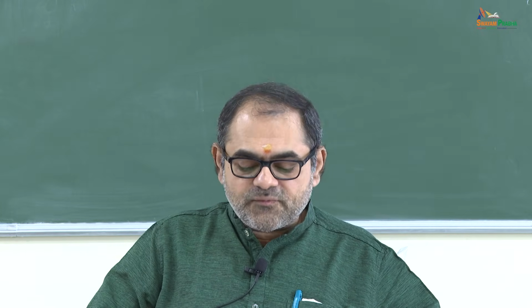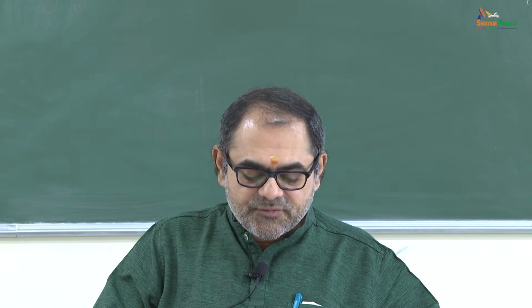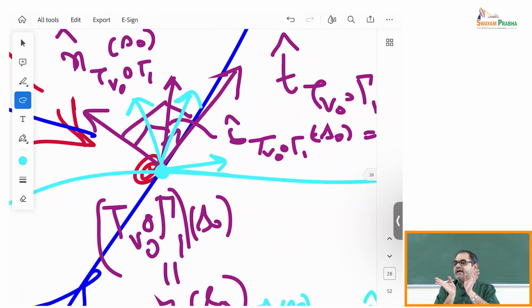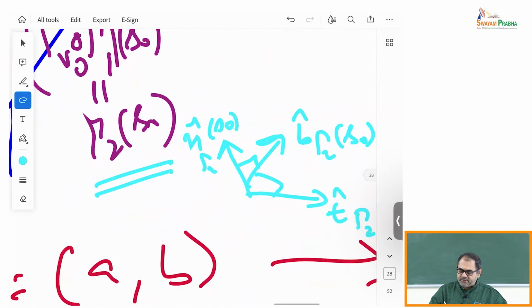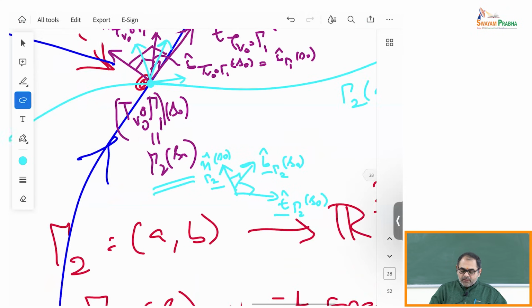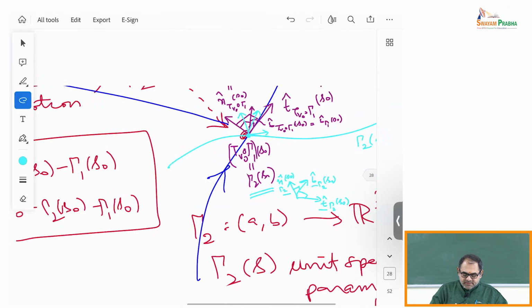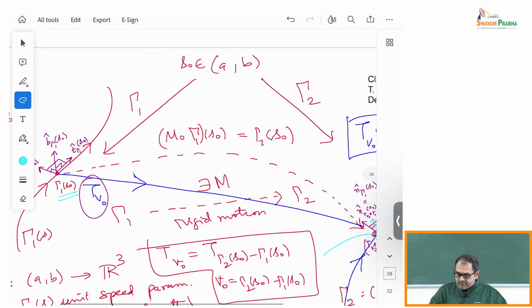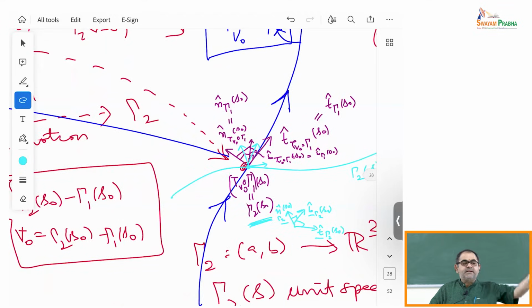Now at gamma 2 at S equal to S naught, namely this point gamma 2 of S naught, you again have this light blue orthonormal frame that consists of the T cap, the N cap and the B cap for gamma 2. So this is supposed to be 2 here. Now what I am doing is that I am taking this point gamma 1 S naught and I am moving it to the point gamma 2 S naught, by this translation TV naught.